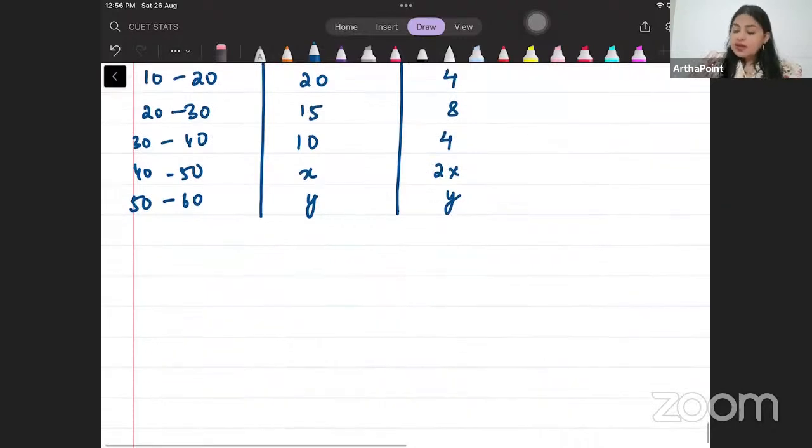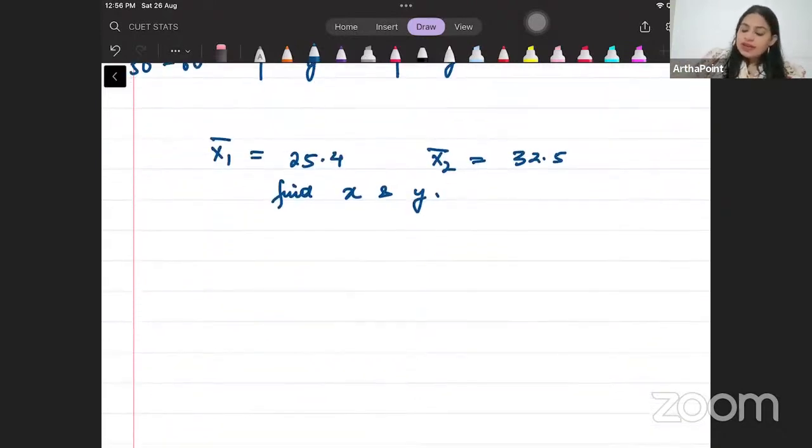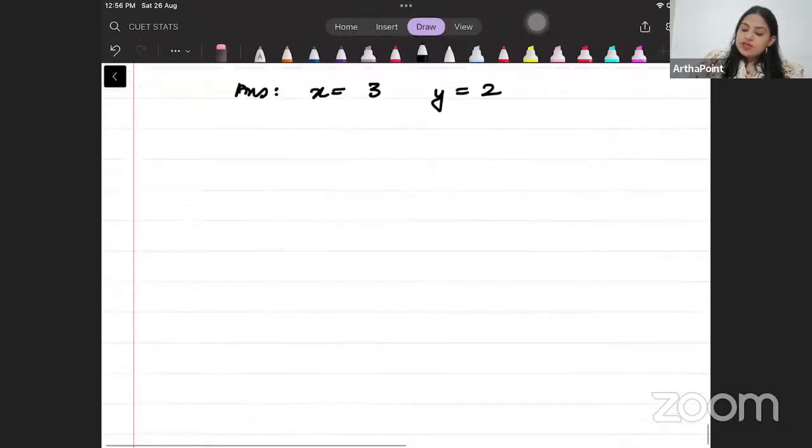You're given that for distribution 1, the mean is, beta, 25.4. And for distribution 2, the mean is 32.5. So find X and Y. I'm giving you the answer also, and I want you to go ahead and verify it. So you will get X as 3 and Y as 2. Just verify this. Okay, so one last type of question that I want to discuss in mean.